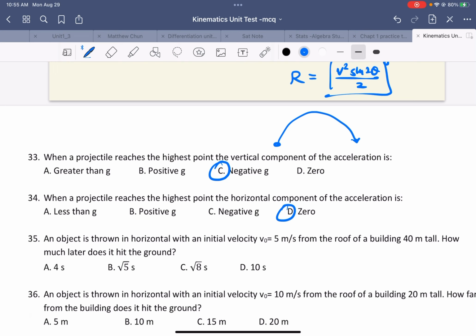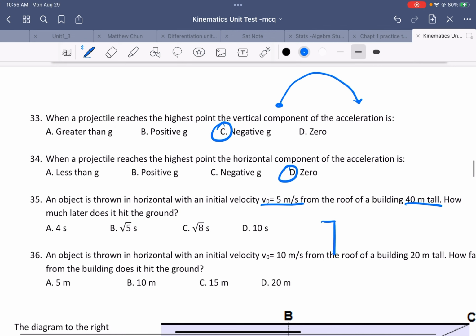Number 35. An object is thrown horizontally with the initial velocity shown, from the roof of a building 40 meters tall. How much later does it hit the ground? What happens here is, it is 40 meters above, and when it throws the object, it will reach the ground right here. But how much later? What time will it hit the ground?